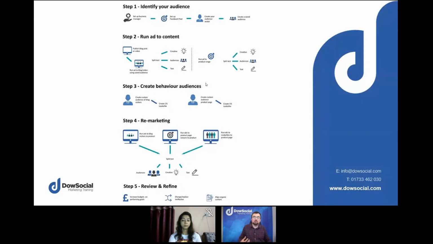Then we either run an ad to a piece of content, so a video or a blog, to then retarget them, or we can run directly to an objective such as a messaging or lead generation tool. Once we've done that, our third step is we create our custom audience of the people that viewed that video or that blog, and we also create a lookalike audience for those people as well. And then we'll run more targeted, more sales-driven adverts to those people that have either visited our website or look like the people that have visited our website.